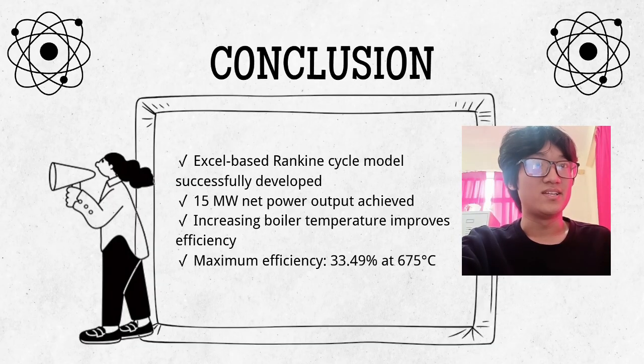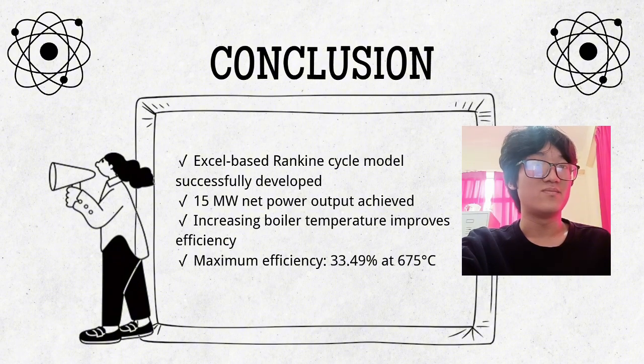In conclusion, an Excel-based Rankine cycle simulation was successfully developed to evaluate a 15 megawatt power generation system. The results show that increasing the boiler outlet temperature improves the cycle efficiency because more thermal energy is supplied to the steam before turbine expansion. The highest efficiency obtained was 33.49% at a boiler outlet temperature of 675 with a mass flow rate of 12.2 kg per second.